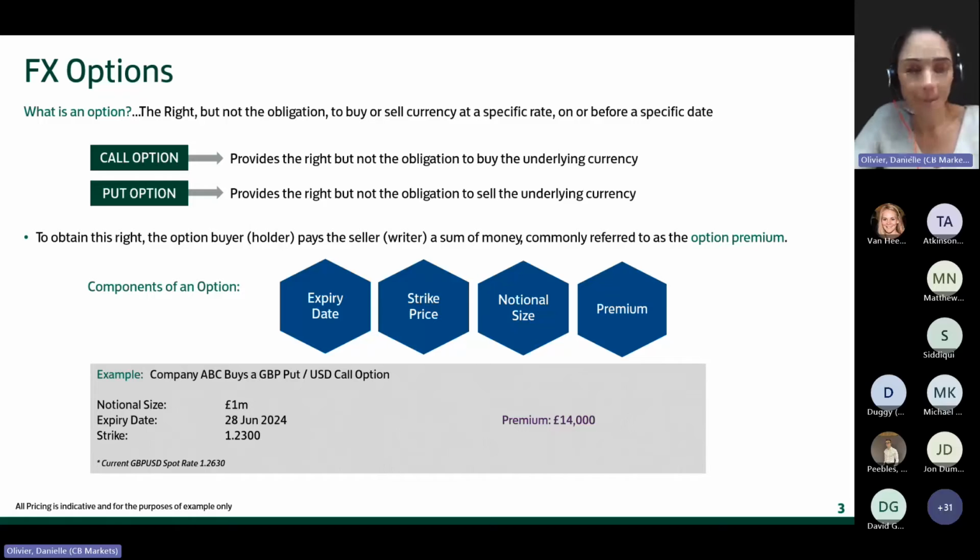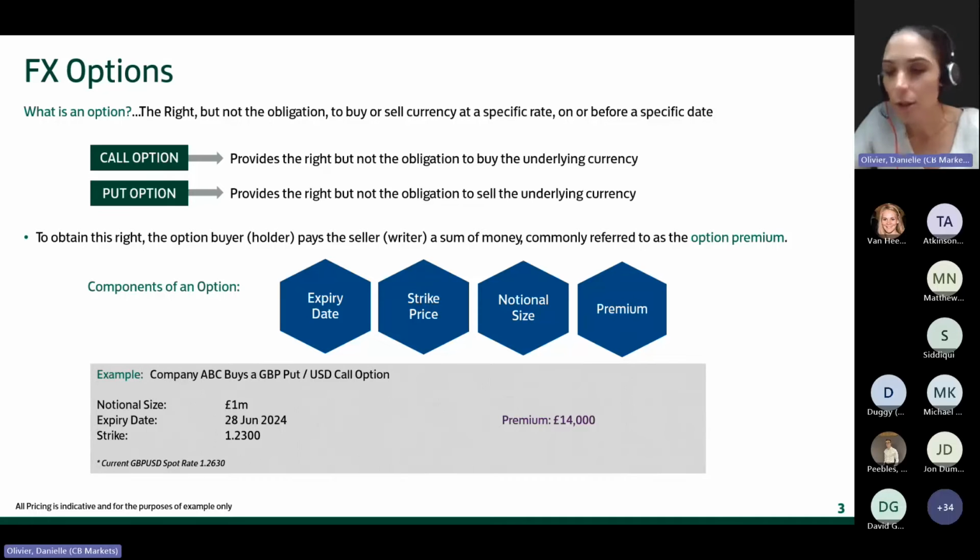So there are two types of options, as you can see. The first is a call option, and the second a put option. So a call option gives the holder the right to buy the underlying currency. So for example, a US dollar call option would give the holder the right to buy US dollars. A put option gives the holder the right to sell the underlying currency. For example, a euro put option would give the holder the right to sell euros. So the call option is the right to buy and the put option is the right to sell.